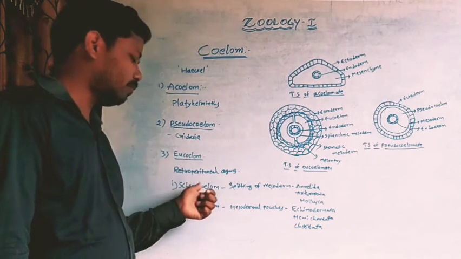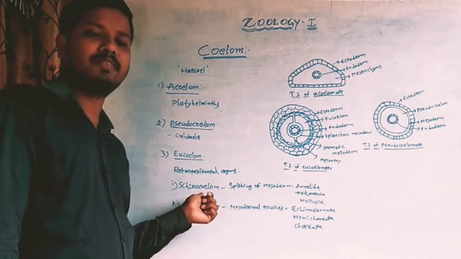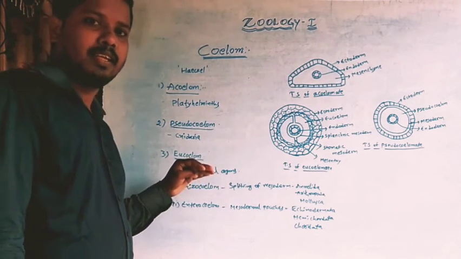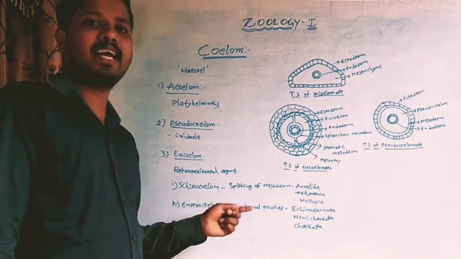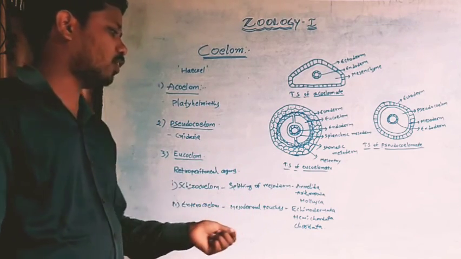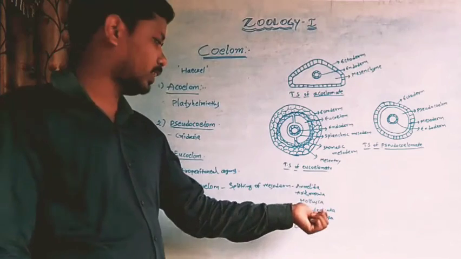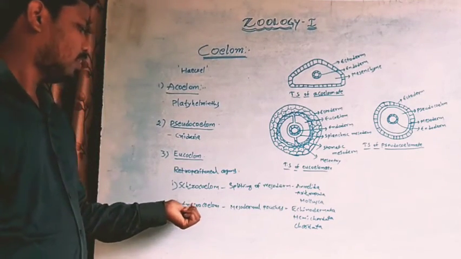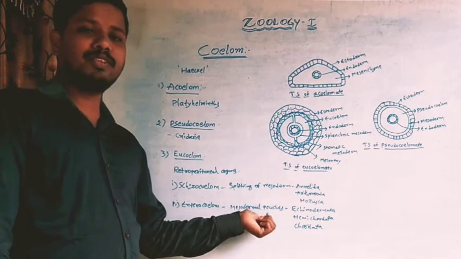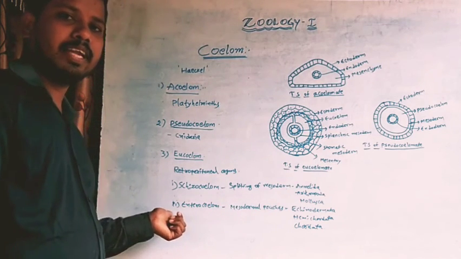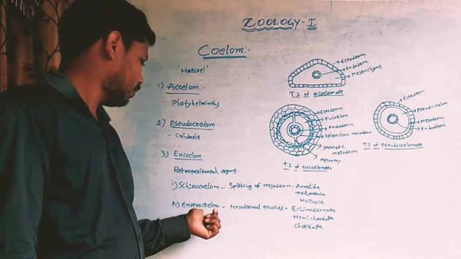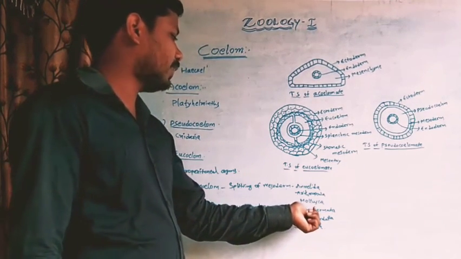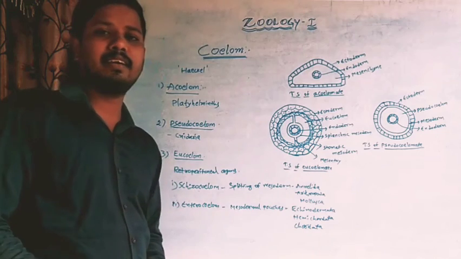Eucoelom can be divided again into two types: schizocoelom and enterocoelom. The cavity formed by the splitting of mesoderm is called schizocoelom. This type of coelom is exhibited by annelids, arthropods and mollusks. The cavity formed by the mesodermal pouches is called enterocoelom. This type of coelom is exhibited by the echinoderms, hemichordates and chordates.